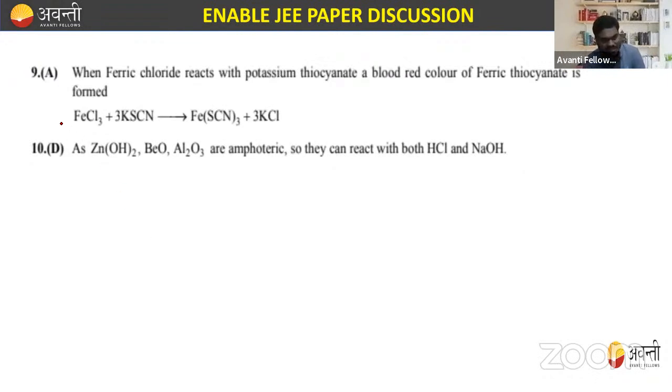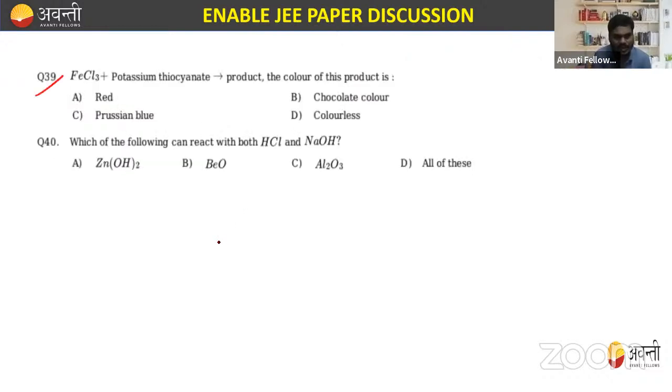So whenever FeCl3 is treated with KSCN, the formation of Fe(SCN)Cl2 plus KCl takes place. Now, is it clear to everyone? That is option number A. Whenever FeCl3 is treated with potassium thiocyanate, the color of the product is red.